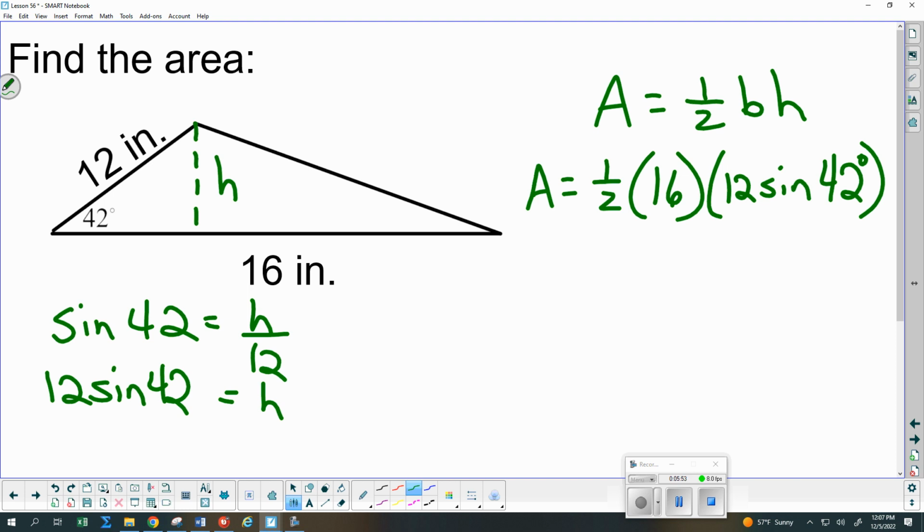You can say a half times 16 is 8 and just punch in 8 times 12. Or if you can quickly mentally do 8 times 12, you can punch that in times the sine of 42. Do not do just sine of 42 by itself. Go ahead and put that in this formula.